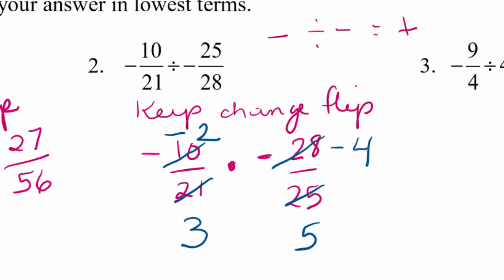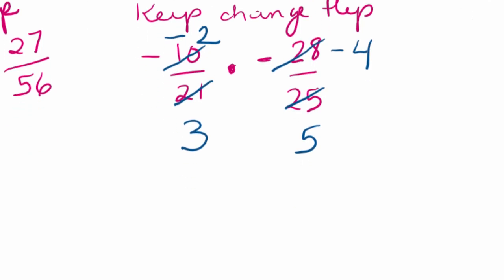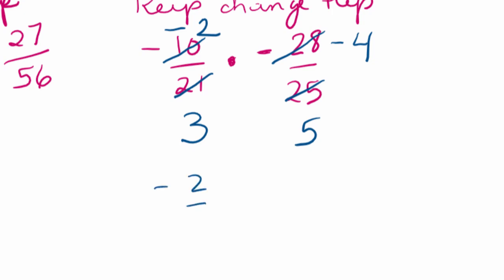Okay, so here's what we have so far, right? We have negative 2/3 times negative 4/5, and we're going to multiply straight across. Negative 2 times negative 4 is a positive 8. 3 times 5 is 15.